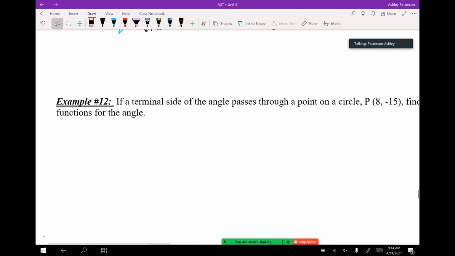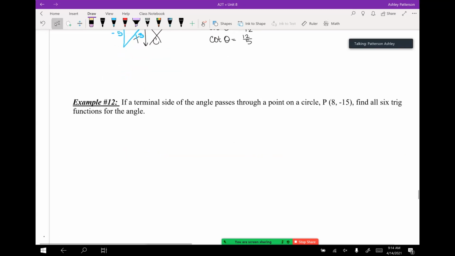Example number 12. Ooh, this is different. If a terminal side, so that is our hypotenuse, right? If the terminal side of an angle passes through a point on a circle, and the point is 8, negative 15. Okay, so 8, negative 15. We need to find all 6 trig functions. Challenge accepted. Let's draw the axes.